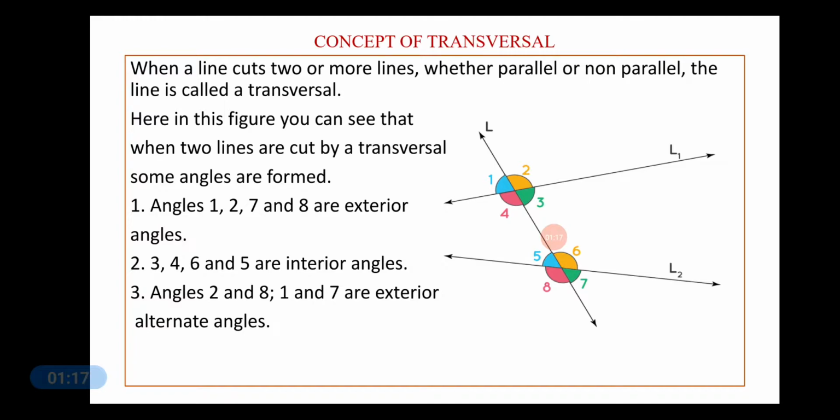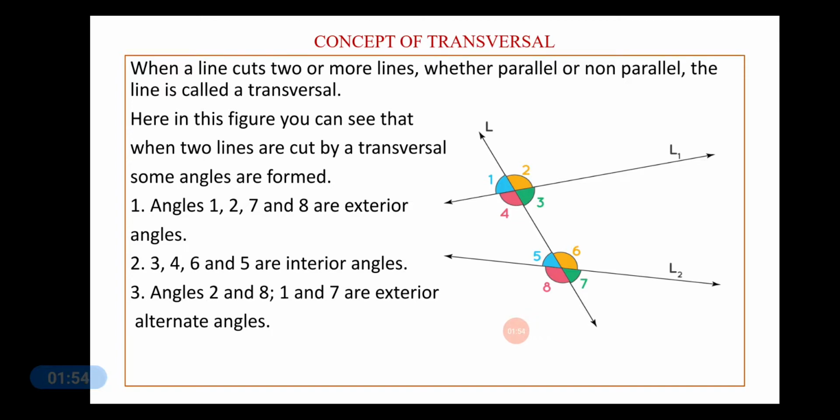The concept of transversal. Here in this figure you can see that you have got three lines, line L1, line L2 and line L. Now line L1 and L2, they are not parallel to each other, but they are simple straight lines. But this line L, it is cutting off line L1 at one point and line L2 in another point. So we will call this line L as a transversal.